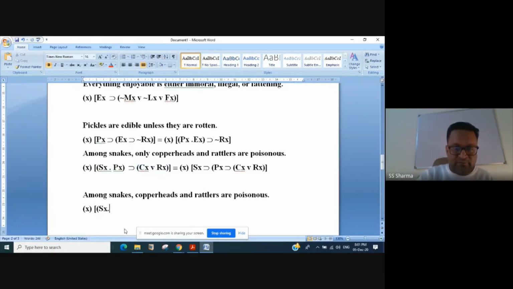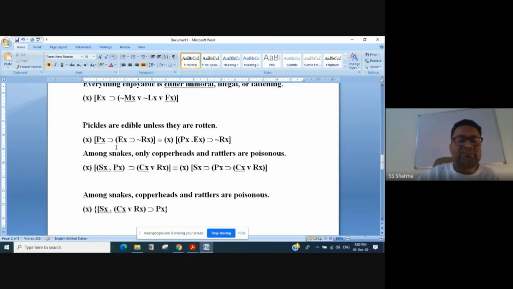I can put a dot here. So I will just put a dot like this and put it here in this way. So I need to use another marker, another bracket like this. So if x is a snake, you can say among snakes, copperheads and rattlers are poisonous. So if x is a snake and x is either a copperhead or a rattler, then x is poisonous. So this is going to be the expression for it.